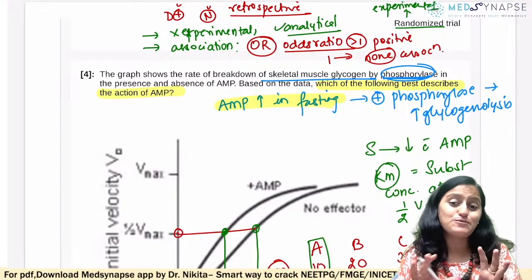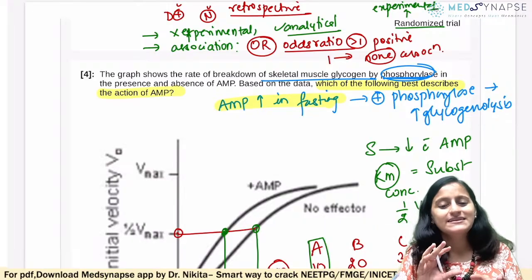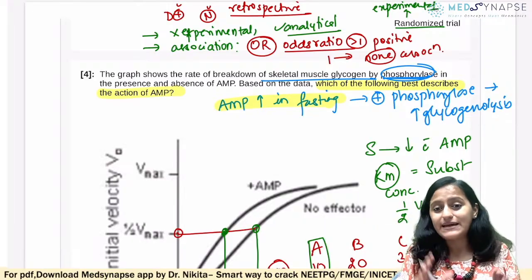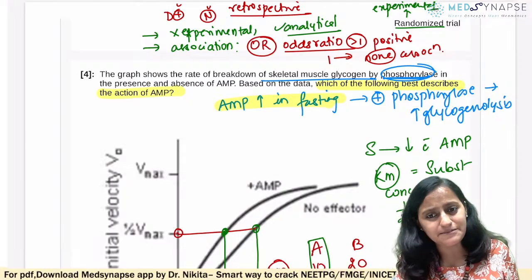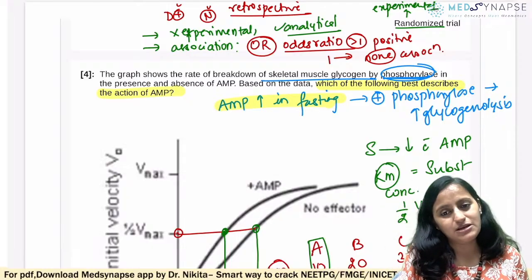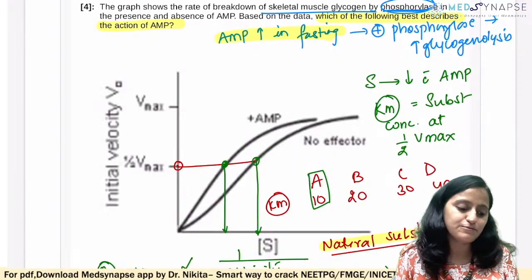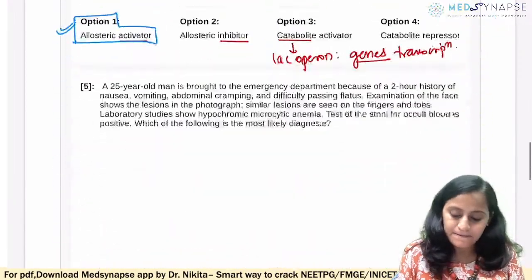So that was a very concept based question, and do expect such questions in your exam. This is like a simple concept, but has been asked in a tricky way. So you need to practice such questions to develop those MCQ solving skills.